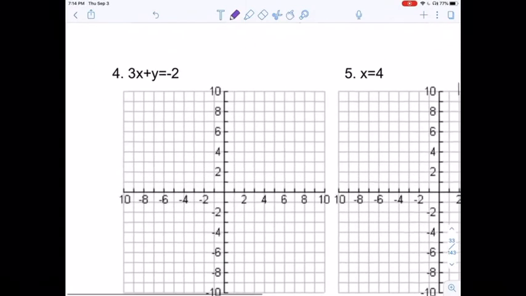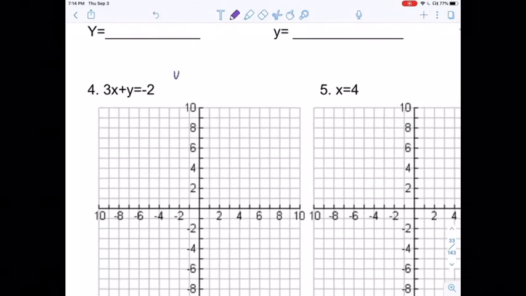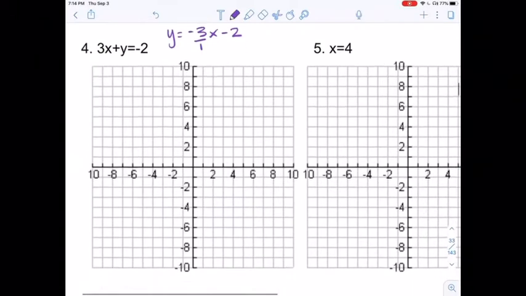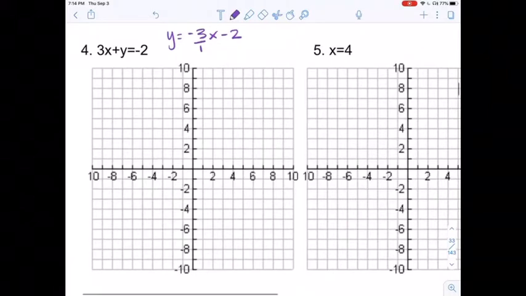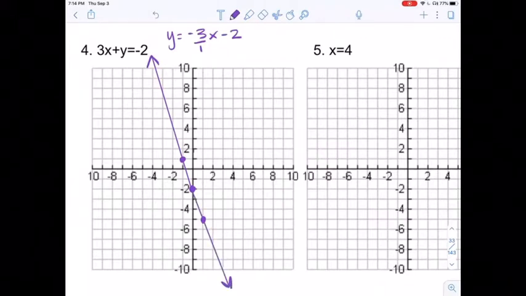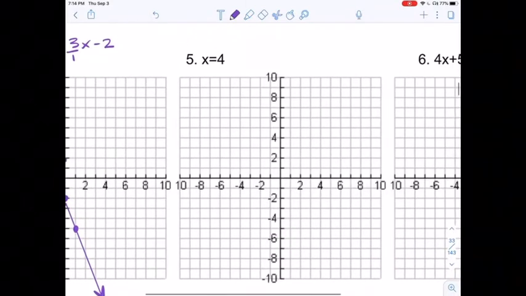Okay, 3x plus y is equal to negative 2. So I'm going to have y is equal to negative 3x minus 2. You can go ahead and put this over 1 if you'd like to. So I'm going to start out here at negative 2 on the y-axis, and my slope tells me down 3 over 1. I can also go up 3 and back 1, and then connect the dots. Don't forget that if you have a negative slope, it should go down as you work your way from left to right.